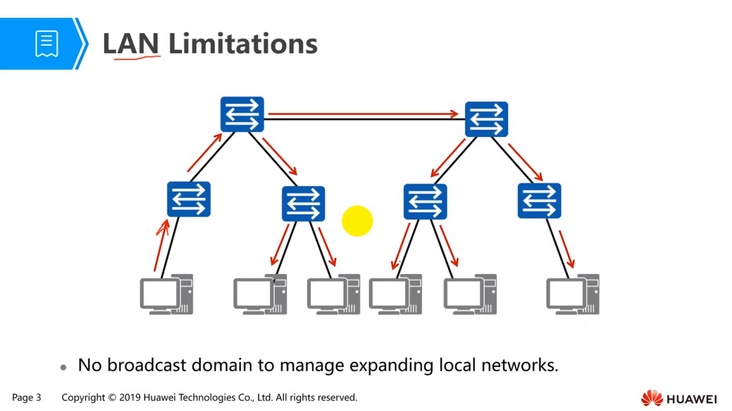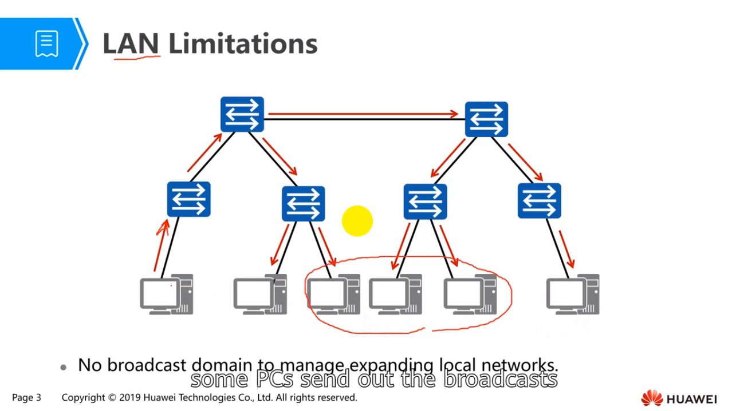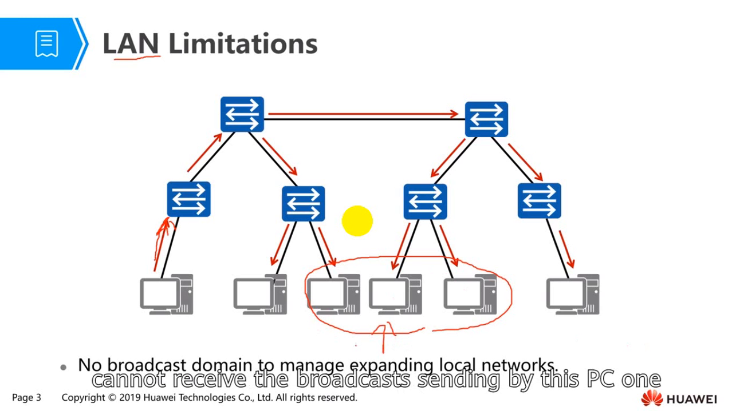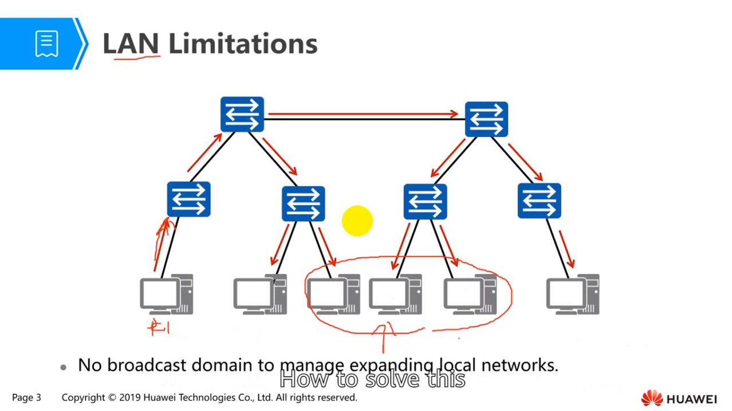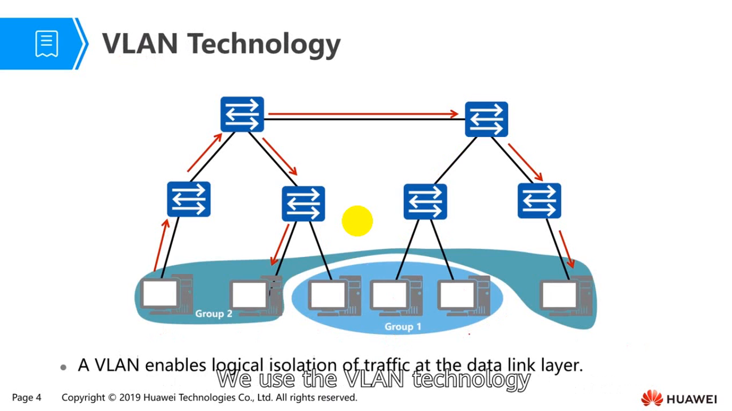If we want some PCs to form one broadcast domain, that means when some PCs send out broadcasts, only some of these PCs receive them, and others, for example this group, cannot receive the broadcast sent by this PC1. Then how do we solve this? We use VLAN technology.